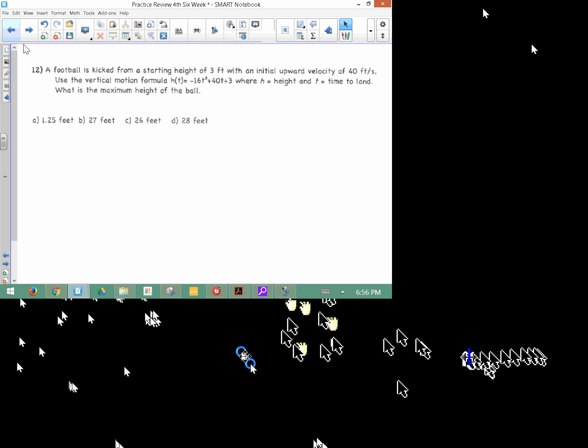All right. So number 12, a football is kicked from a starting height of 3 feet with an initial upward velocity of 40 feet per second. Use a vertical motion formula, h(t) equals negative 16t squared plus 40t plus 3, where h is height and t equals time to land. What is the maximum height of the ball? That's all we want to do, is find the max of this function. So that's simple. That's a graph trace problem.